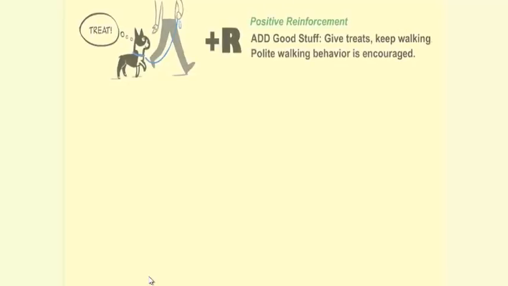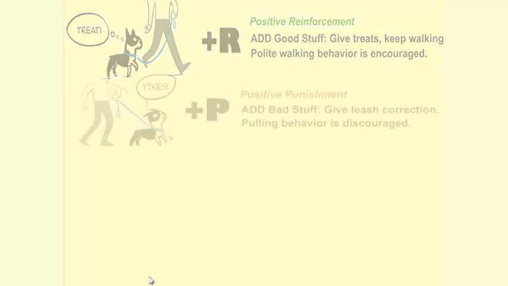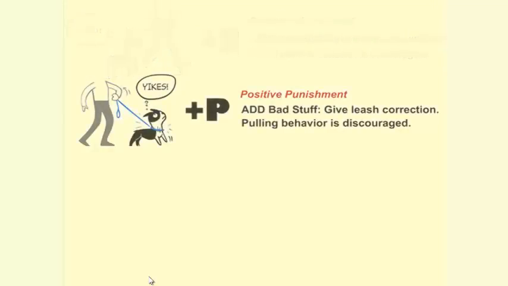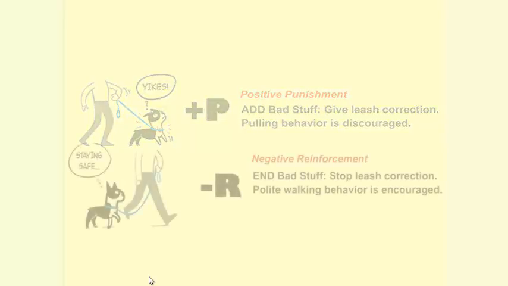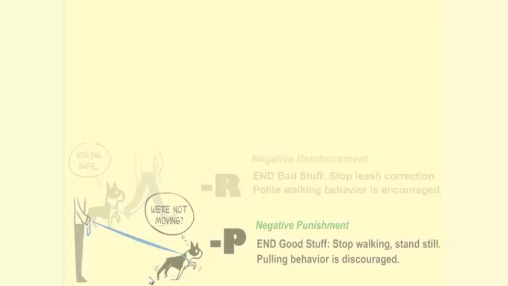Here is a list of the kinds of reinforcers. Plus R is adding the good stuff, giving treats. Plus P is adding a punishment, such as giving a sharp tug on the leash surrounding the dog's neck. Ouch! Minus P is ending positive reinforcers, calling a halt when the dog wants to go forward.